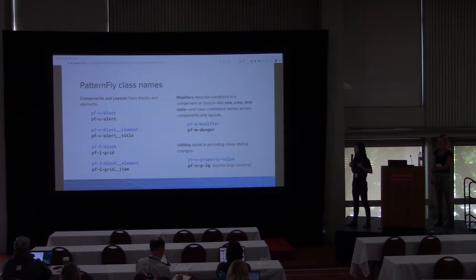Utilities, on the other hand, are classes that you can apply to any element in your application. These are more like helper classes. So if the default styles that we provide for our components in PatternFly aren't exactly what you need for your UI, then you can apply a utility class to slightly tweak how something looks. So in this example, our PatternFly utility classes start with PF-U, and then we name the property that you're modifying, and then we name the value that you're using when you use this utility class. So the PF-U-P-LG, that's applying a large padding to an element in your application.